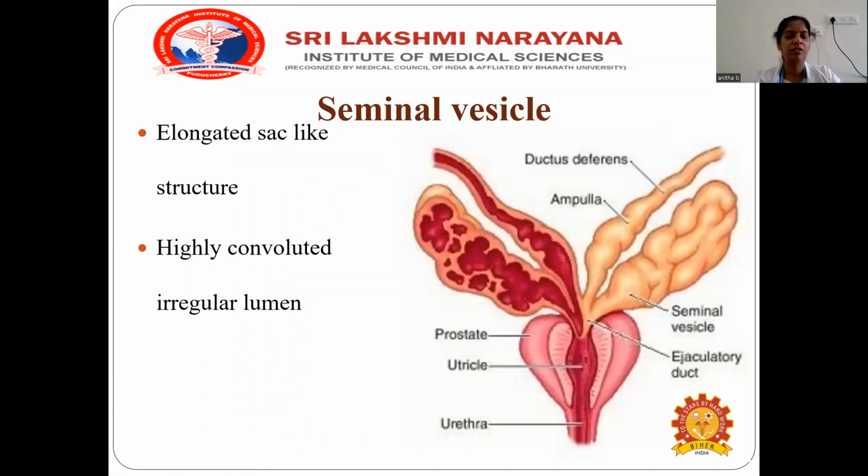The next slide, this is the last thing we are going to discuss now. That is the seminal vesicle. Okay, seminal vesicle. So this is an elongated sac-like structure. When you cut open, you can see a highly convoluted, irregular lumen. When we cut the seminal vesicle, inside it will be like this. It is highly convoluted and the lumen will be very, very irregular.